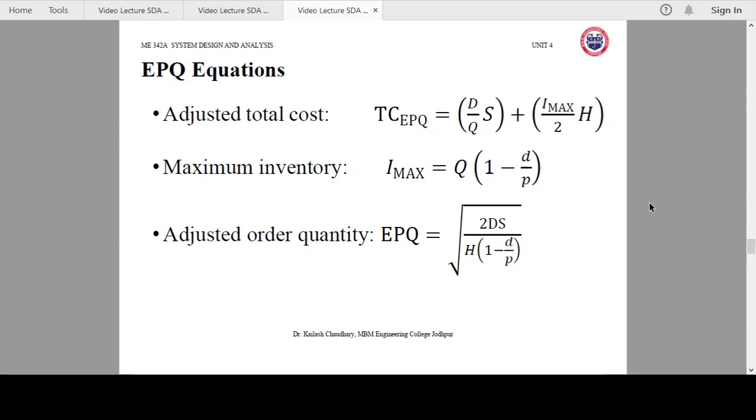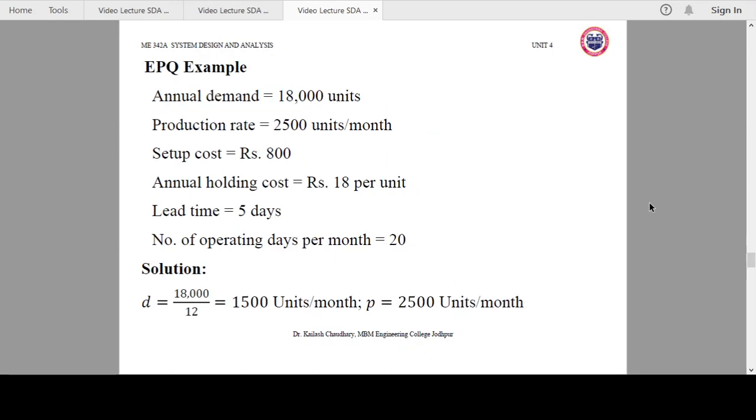You can't rely on suppliers for sending products each and every time. So you are producing, so you need to keep some inventory in your hand. That is maximum inventory. That maximum inventory helps you in deciding the total cost in case of EPQ. So these are the equations we'll be using in solving an example in this lecture, that will explain how you use these equations to get the total cost.